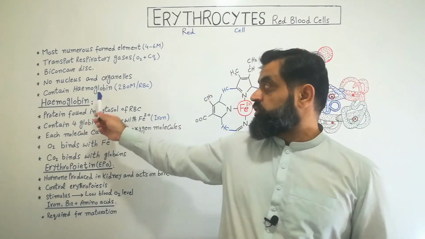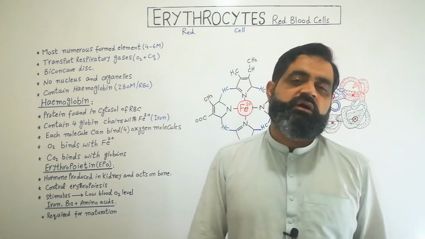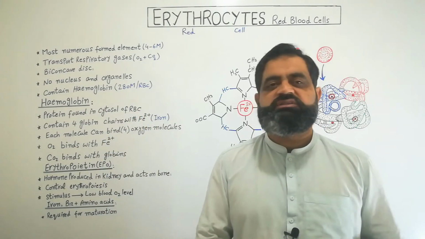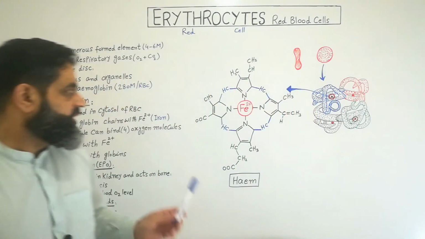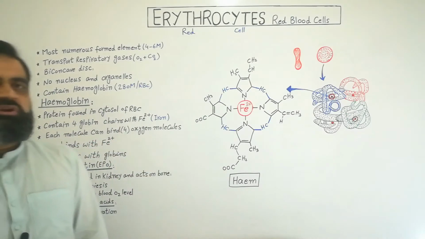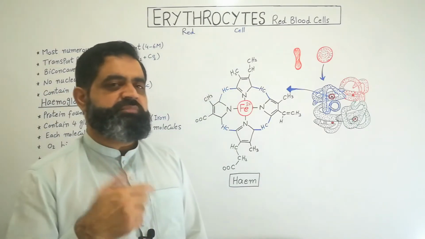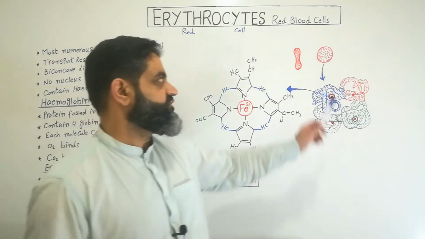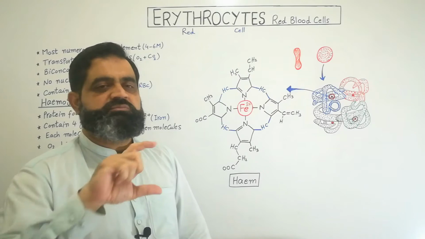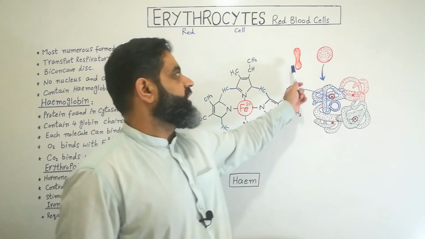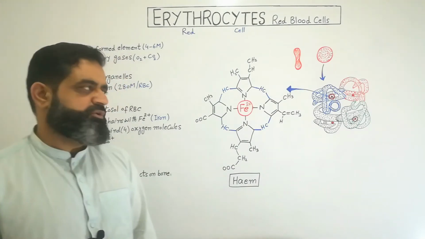The next point is that they contain hemoglobin. Each red blood cell contains about 200 million molecules of hemoglobin. So what is hemoglobin? We are going to look at the structure of hemoglobin. First of all, hemoglobin is a protein which is found in the cytosol of the RBC. Usually it is thought that hemoglobin is present on the surface of the RBC, but this is not the case. Hemoglobin is always present in the cytosol portion of the red blood cell. All of the interior of the red blood cell is cytosol.